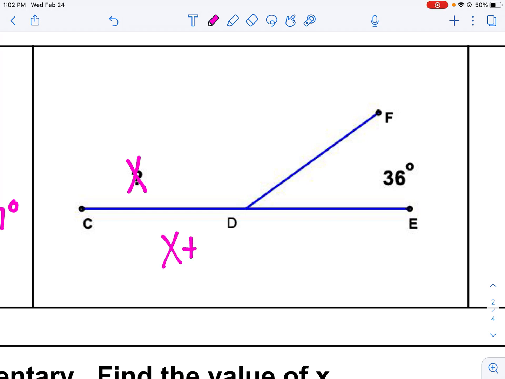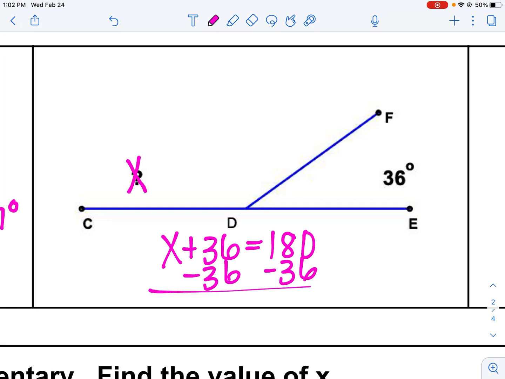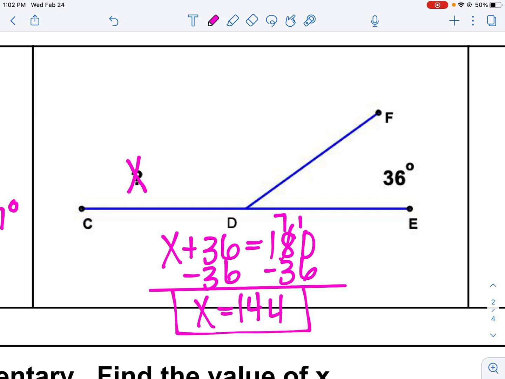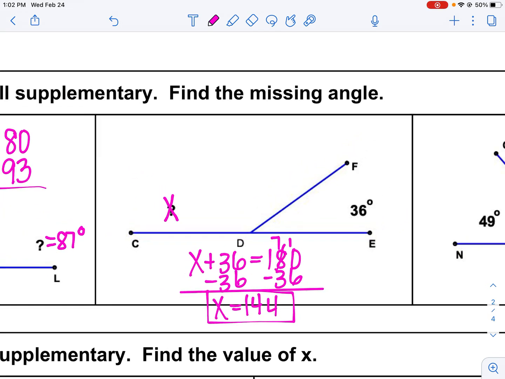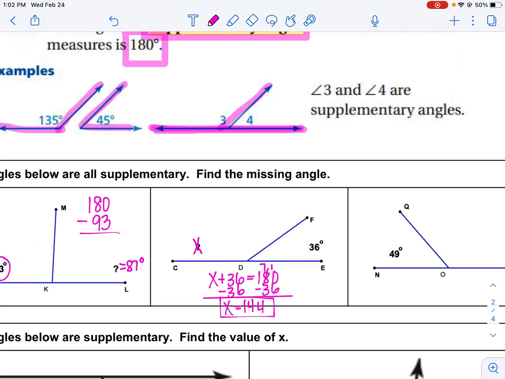So we can say x plus 36 is equal to 180. I can take away 36 from both sides, and then I can do my subtraction, and I get x is equal to 144. Now in this case, that is our angle degree measurement because it is replacing the x completely.